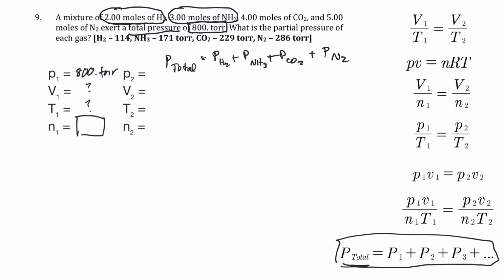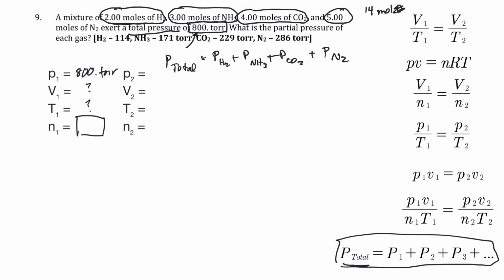So maybe what I could do is I could just add up how many moles of gas I have. And then I could use a ratio to figure out for each one of them what percentage or what amount of the 800 they contribute. So if I add them up, 2 plus 3 is 5, plus 4 is 9, plus 5 is 14. So there's 14.0 moles of gas total.